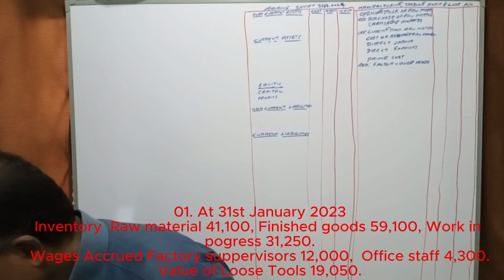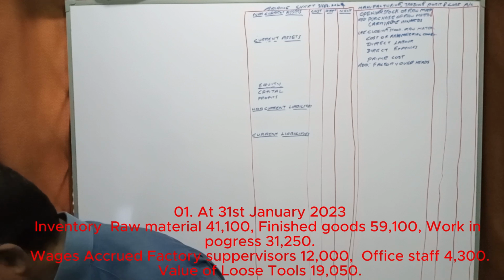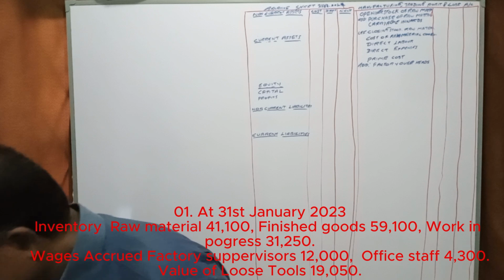The factory machinery is being depreciated at 20% per annum on the reducing balance method. The office equipment is 15% per annum straight line. The loss tools are valued at the end of each financial year. The general expenses are to be apportioned 3/5 to the factory and 2/5 to the office.